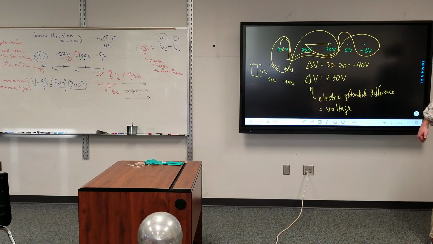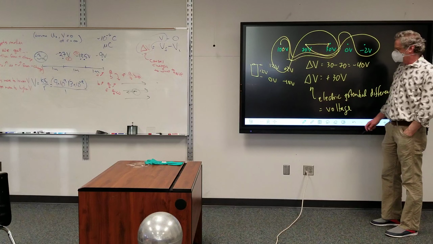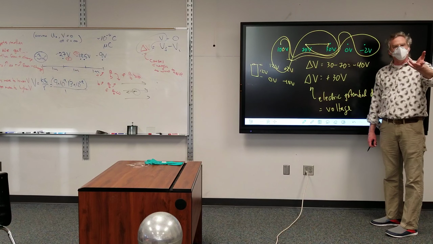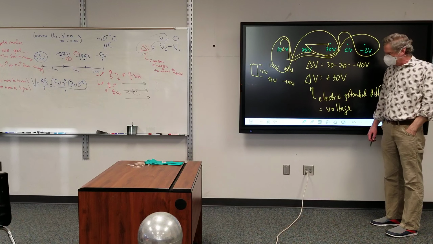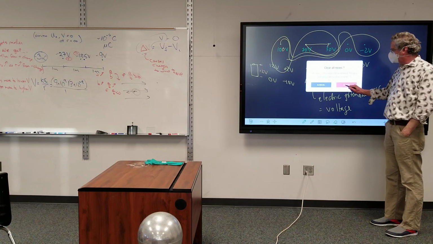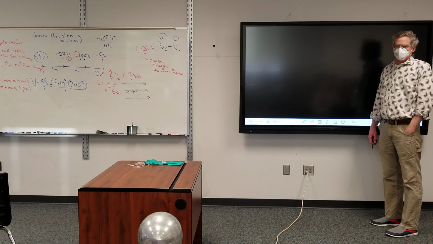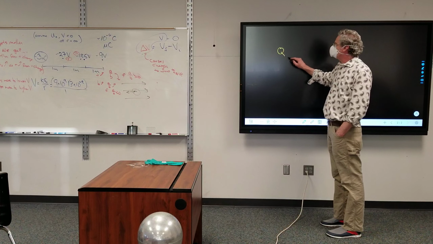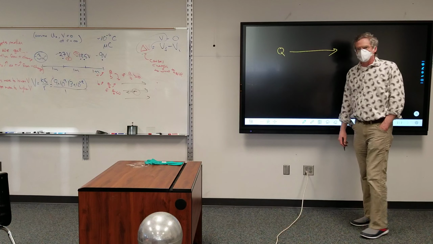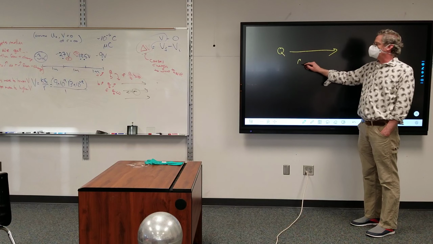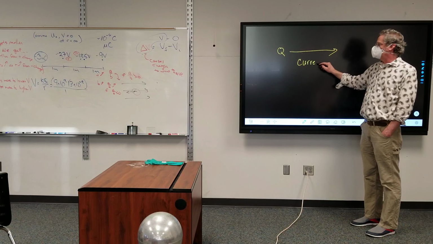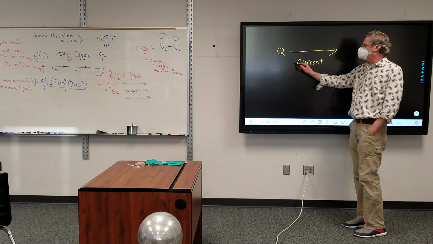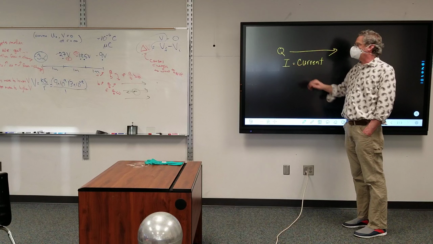Questions to here? All right, so we can now explain why charges move. So now we have charges moving. What do we got? Well, if I have a charge moving, this is what is known as current. And the typical symbol for current, as you would expect, is a capital I.